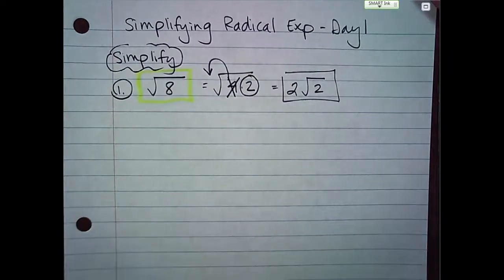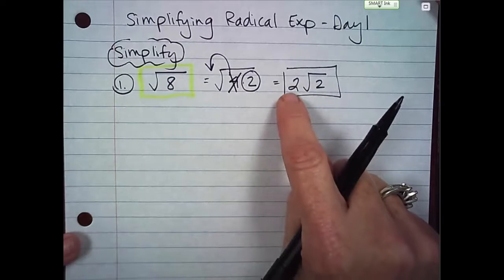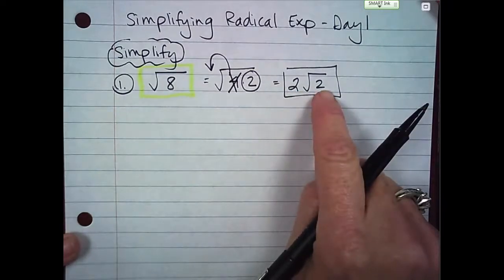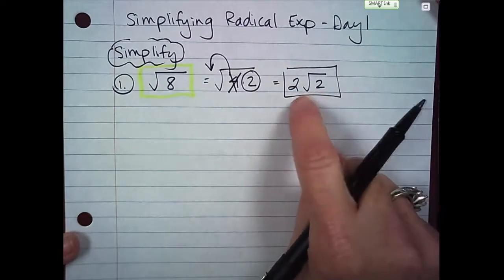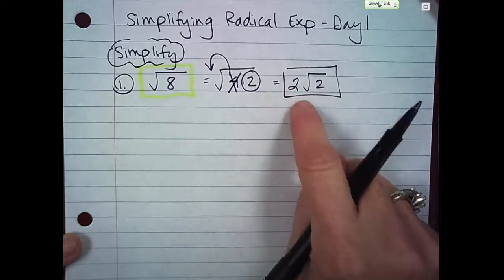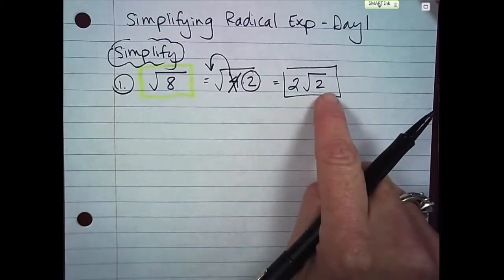You can actually check it. If you think about it, if I wanted to put this 2 back in the square root, I would have to square it, wouldn't I? So 2 squared would be 4. So to go back in, it would be a 4. 4 times 2 would be 8.